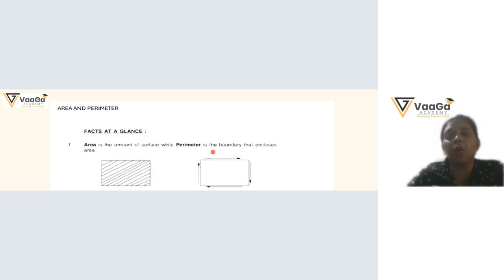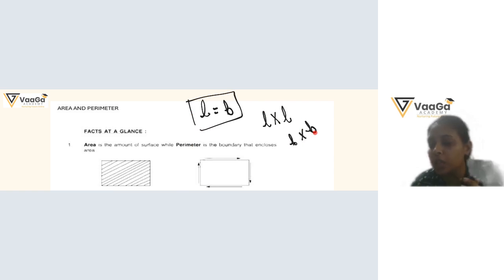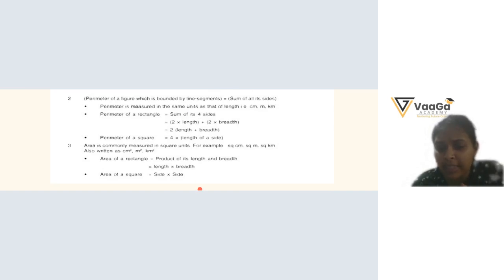Okay. But in a square, the length and the breadth are equal, right? Yes. So you can say that you will do length times length or breadth times breadth. Any one of them will work. Okay, perfect. But I don't think length times length will work. Okay, I'll just draw a square for you.